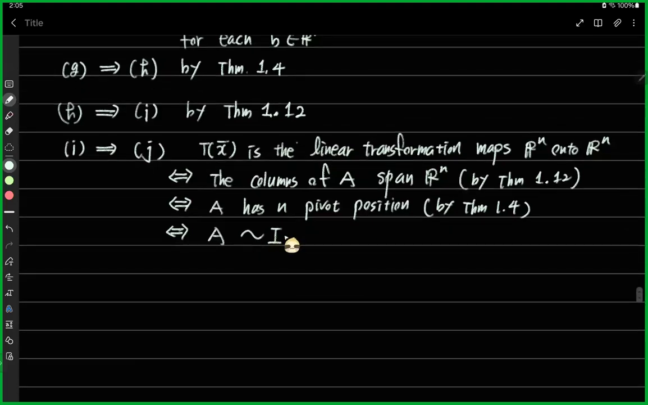A is row equivalent to I, then what? There exist elementary matrices, so A row equivalent to I can be expressed as Ek times Ek minus 1 through E1.